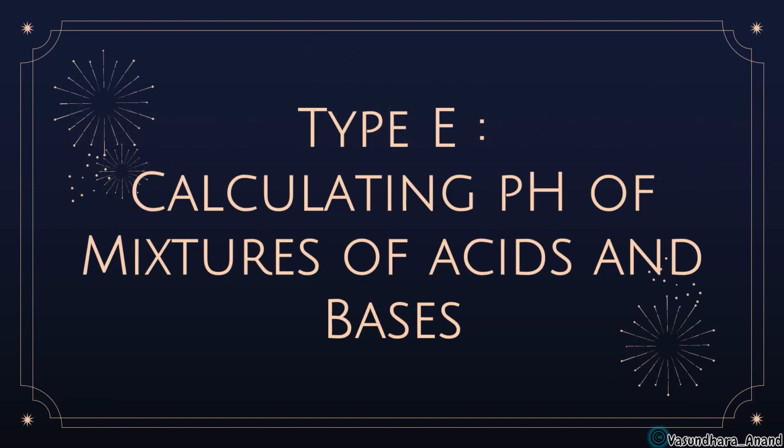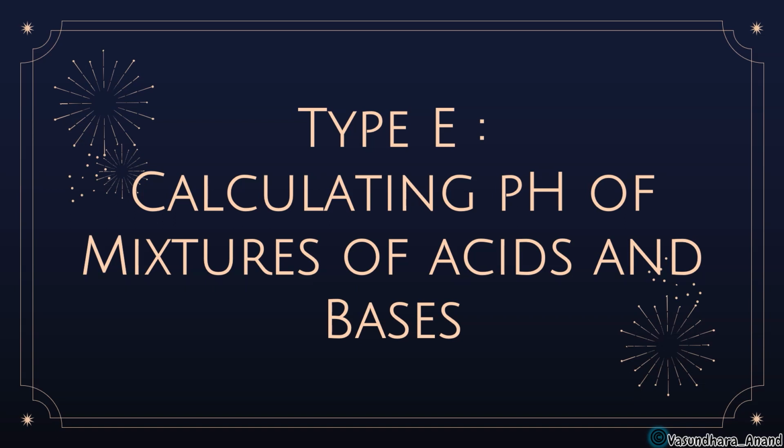So that is type E, calculating pH of mixture of acid and bases. If acid and base both are given, then how you will find the pH. Okay? So till now, easily we have done for strong acid. How will we find it? For weak acid how will we find it? We have done for mixture of acid and salt, mixtures of weak acid we did. Okay? So now here we are going to do that mixture of acid and base. Both will be given, and then you have to find the pH.